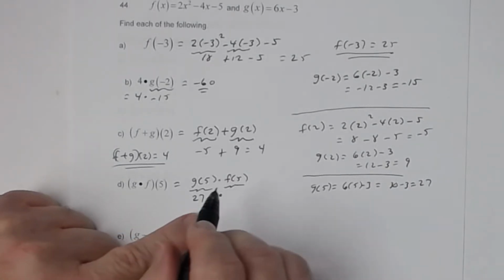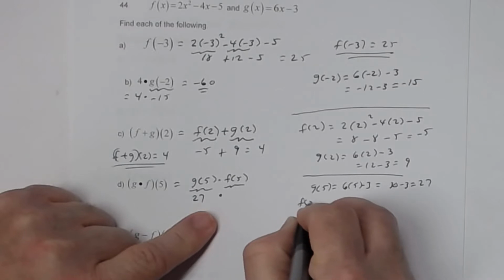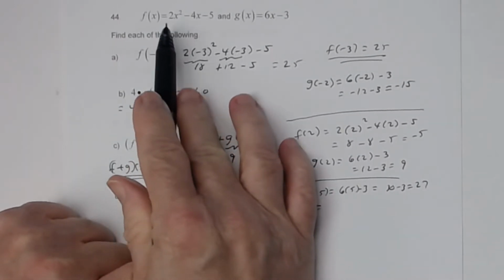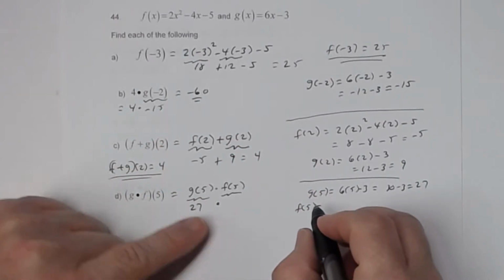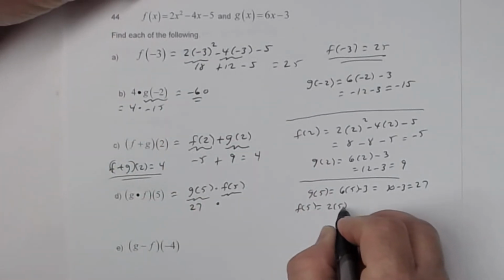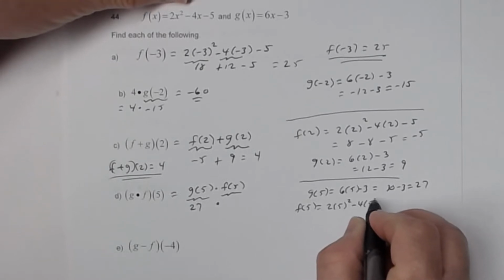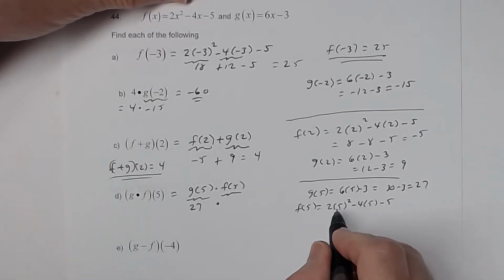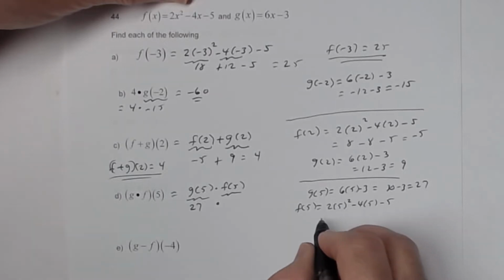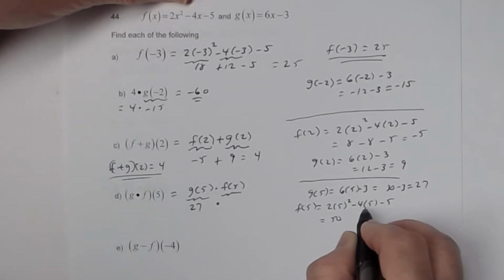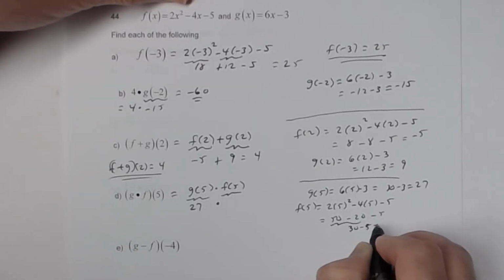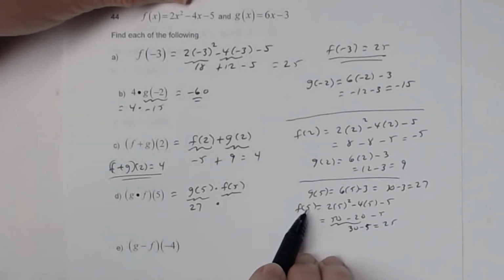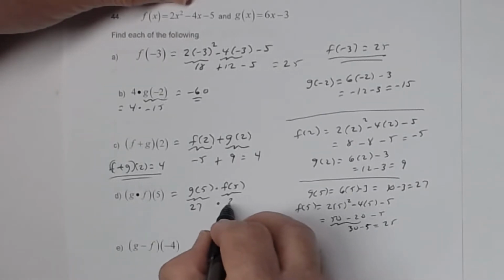Okay? Then I've got to find f of 5. So f of 5 means I go to my quadratic function, and wherever we see the variable x, I substitute 5. So I get 2 times 5 squared minus 4 times 5 minus 5. Well, 5 squared is 25. 25 times 2 is 50. A negative 4 times 5 is minus 20, and then minus 5. 50 minus 20 is 30. 30 minus 5 is 25. So f of 5 is 25, so that goes here.